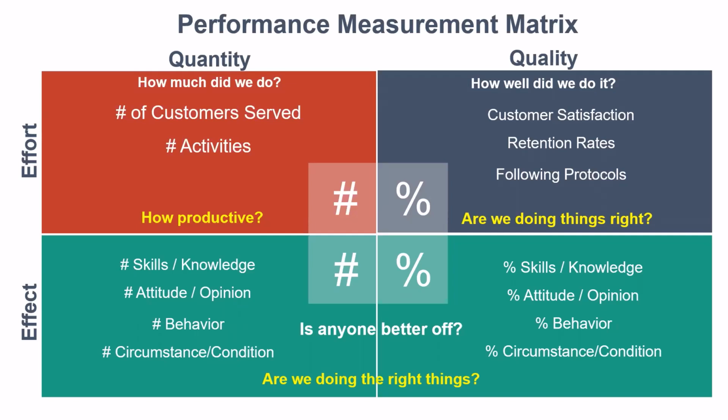Upper right-hand quadrant, how well did we do it? Quality and effort, customer satisfaction, retention rates, following our protocols. And that tells us whether we're doing things right or not. But the most important performance measures are, is anyone better off? Because that tells us, are we doing the right things? Because you could be doing things right, but not the right things.